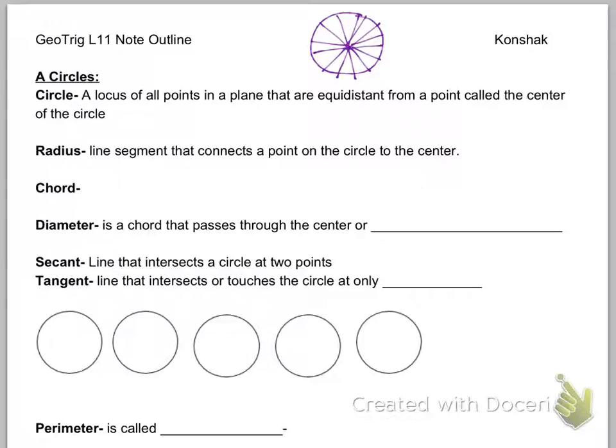So we're going to jump down to the diameter. Diameter, guys, is a chord, which we'll talk about in a second, but it's a chord that passes through the center. Or what? Or the middle? Well, it's definitely 2 radii. I don't know why I have a blank there. I can't think of it right now. Let me take a look. So it says that it goes through the center.